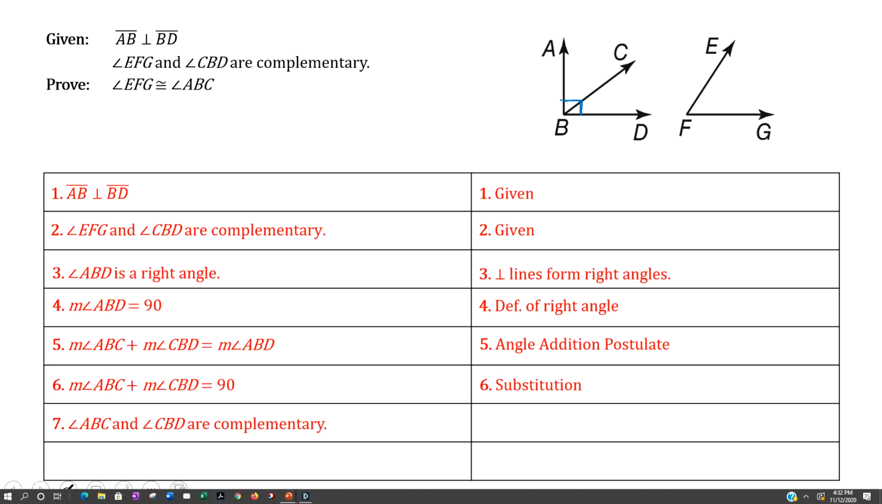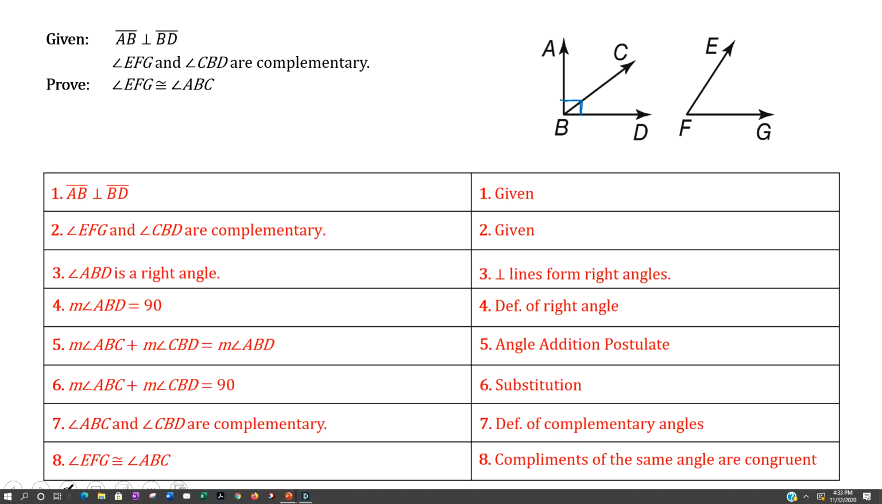We can then say that ABC is complementary to CBD, because that's what complementary angles do. They add up to 90 degrees. So again, that's the definition of complementary angles. And then from there, we can say that EFG is congruent to ABC because complements of the same angle are congruent. We already knew that CBD was congruent to EFG. So therefore, we can say that they're congruent to each other. I hope that makes sense.